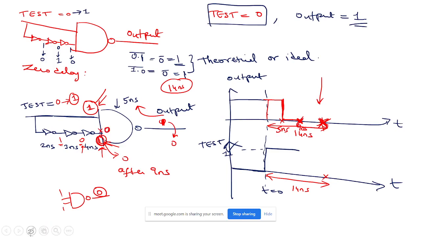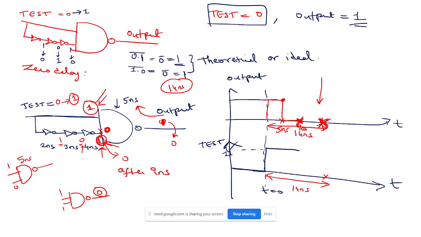Right. So let me redraw this. I don't know what is the exact value here. Let me continue till 5 nanoseconds. Right. After 5 nanoseconds, it will become 0. Then it will be like this. Right. At 9th nanosecond, what is the value that came? This is 0. So one side 1, the other side is 0.